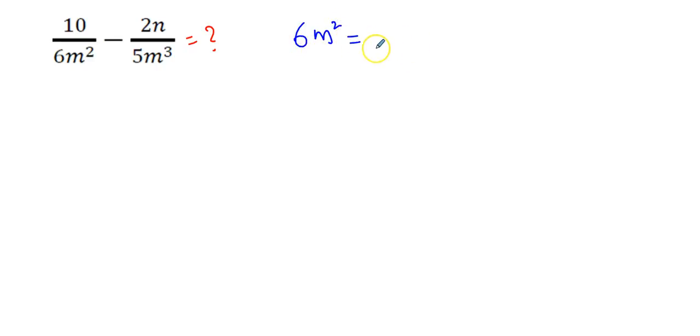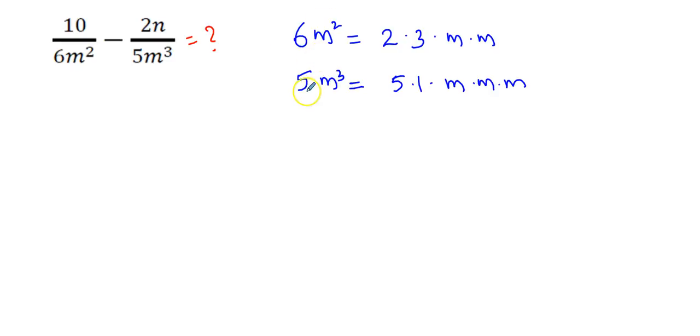change it into factorized form: 6 is written as 2 times 3 times m square is m times m, and the second denominator is 5m cube. So 5 is just 5 only. If you want, you can write 5 times 1 times m cube is m to the third, so multiply m 3 times. So those are the two denominators in factor form.